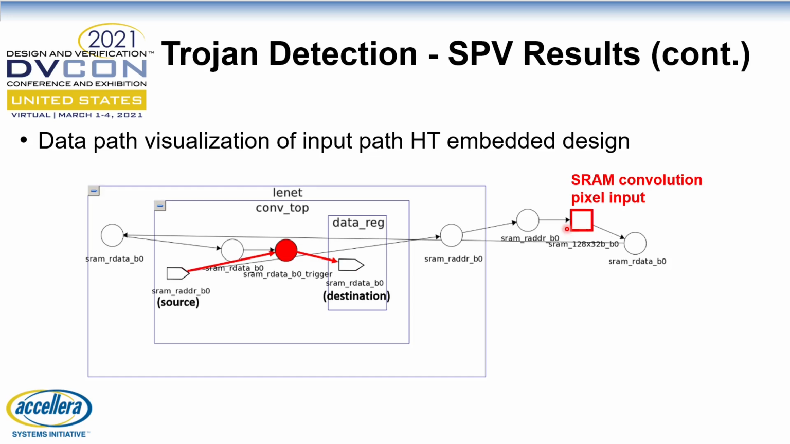This figure is the changing input pixel path Trojan detected by our SPV assertion. Similarly, the SRAM R address B0 and SRAM R data B0 are the address and data of the input pixel path. The red color path is the counterexample path. In this red path, the data flow starts from SRAM R address B0 to SRAM R data B0, and does not pass through SRAM. So the destination may receive incorrect data, which is not from SRAM.